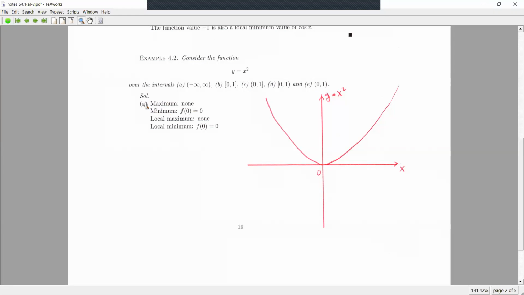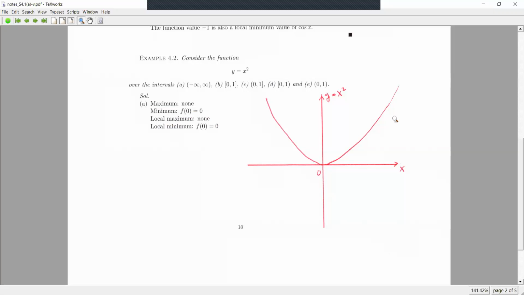Questions. What are the maximum function value, minimum function value, local maximum, and local minimum over this interval? Because the whole parabola has no highest point, the maximum, here meaning global maximum, is none. This point is the lowest point globally, so the function value at this point, 0, is the global minimum function value. The location is x is 0.